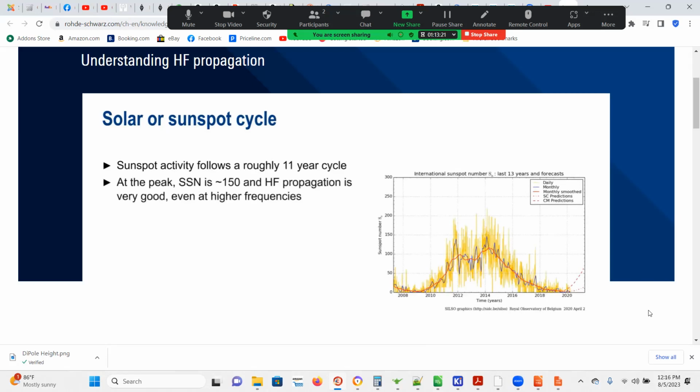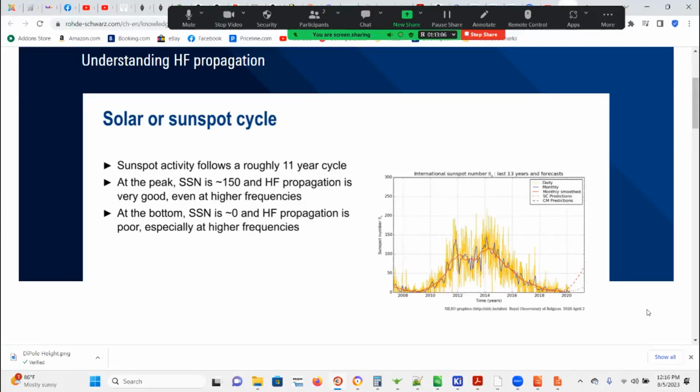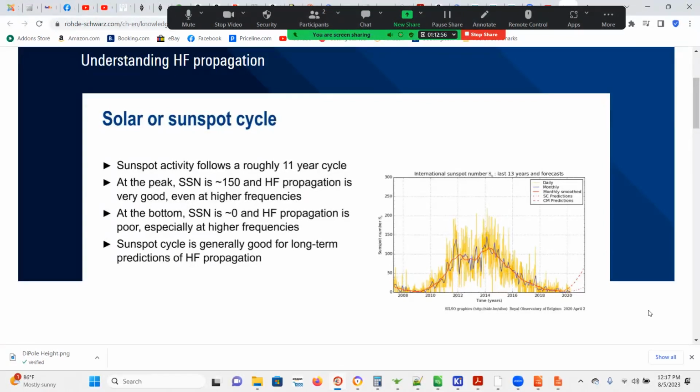Generally speaking, sunspot numbers are usually around 150 at the peak of a cycle, during which time HF propagation is very good on most frequencies, including higher frequencies. At the bottom or trough of the sunspot cycle, sunspot numbers are close to zero, meaning much poorer HF propagation. Given the period of the sunspot cycle, it should be clear that the sunspot cycle is only good for predicting long-term HF propagation, that is, in terms of years, and over this time period it is fairly reliable.